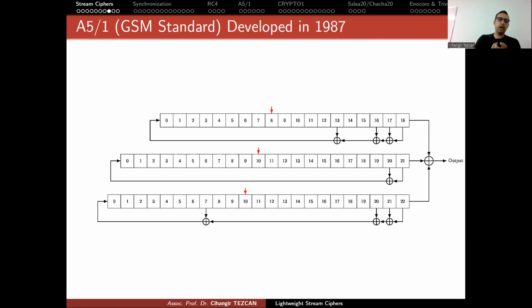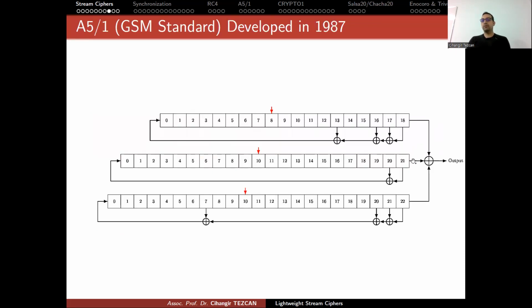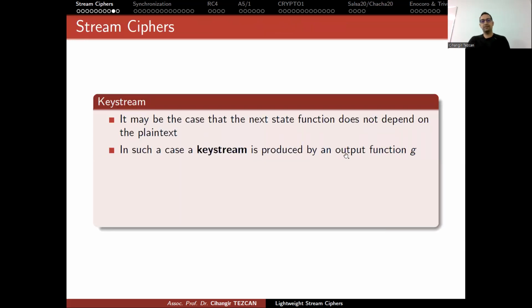Okay, I hope this is clear. But the algorithm, of course, works in a more complicated way, and we will see it in detail. But let's now focus on the key stream generator. It may be the case that the next state function does not depend on the plain text, as in this picture, because here we don't even have the plain text at all. So this is, for instance, your current state. Once you run it 1 tick, you update it, so your next state is modified depending on these values, but it doesn't depend on the plain text. In those cases, we call it a key stream generator.